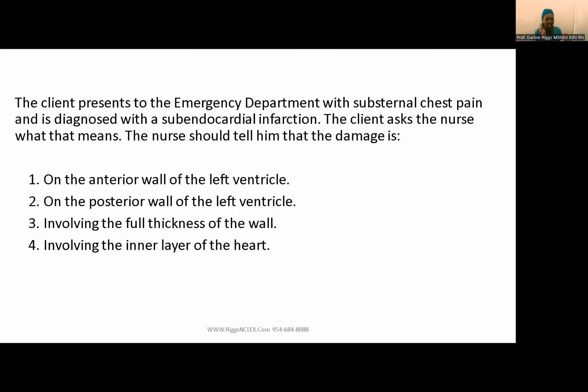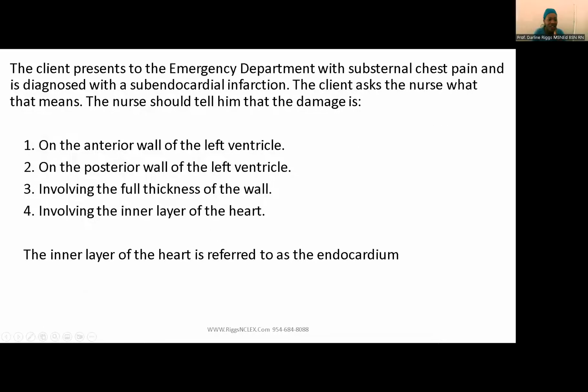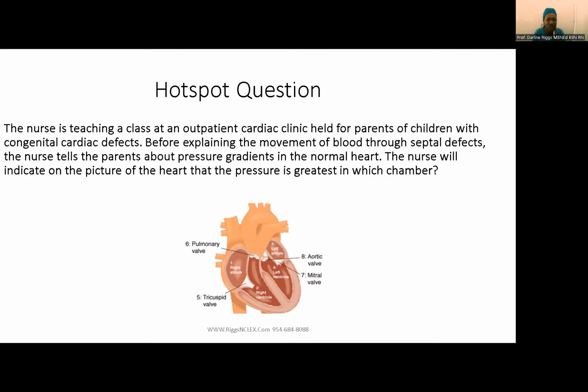There's one keyword that gives this all away. And if you went through the anatomy and physiology that I did at the very beginning, this is very simple. Sub-endo. Where am I if I'm in the sub-endo? I'm in the inner layer of the heart. It's just that simple. Endo, remember endocarditis? So subendocardial infarction. Here's an example of a hot spot, and I'll just show it to you.